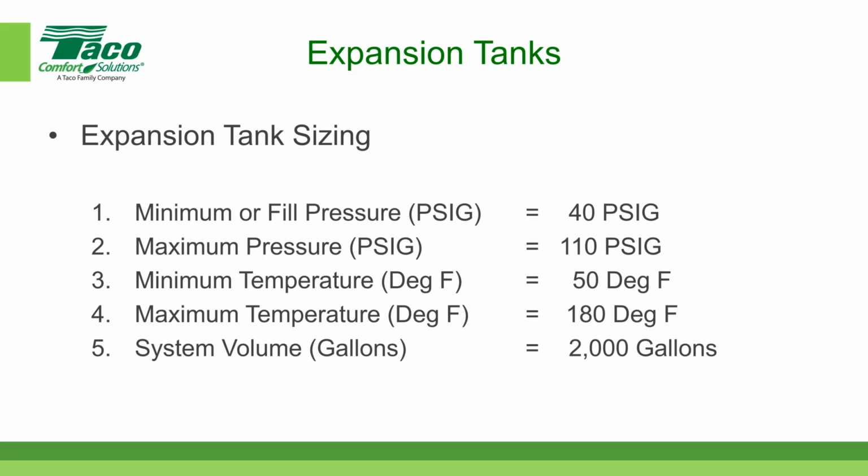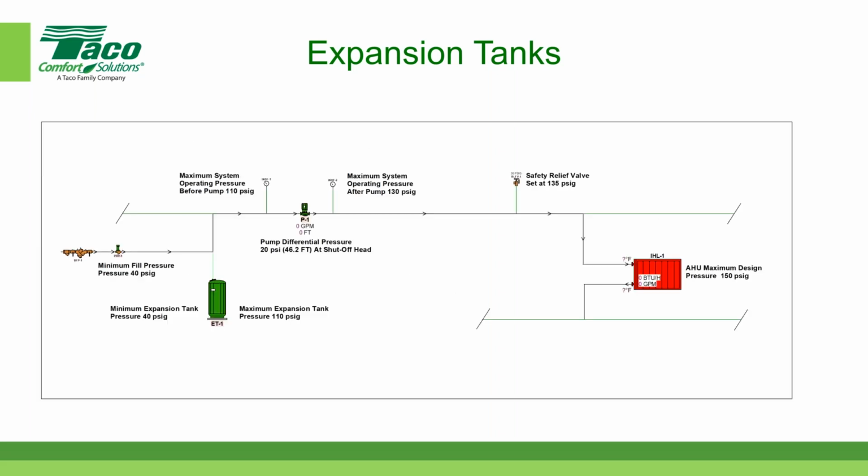So now I have all 5 pieces of information for making an expansion tank selection. So I'm going to go next to our system one more time to go through all the numbers. I have a minimum pressure at the expansion tank of 40 pounds and a maximum pressure at the expansion tank of 110 pounds.